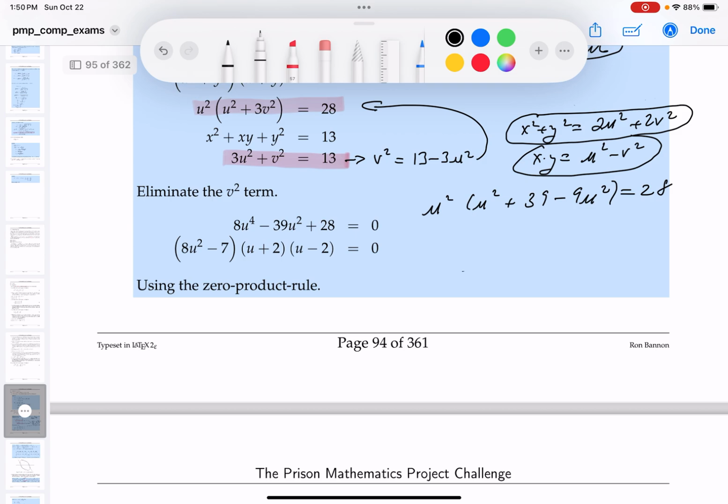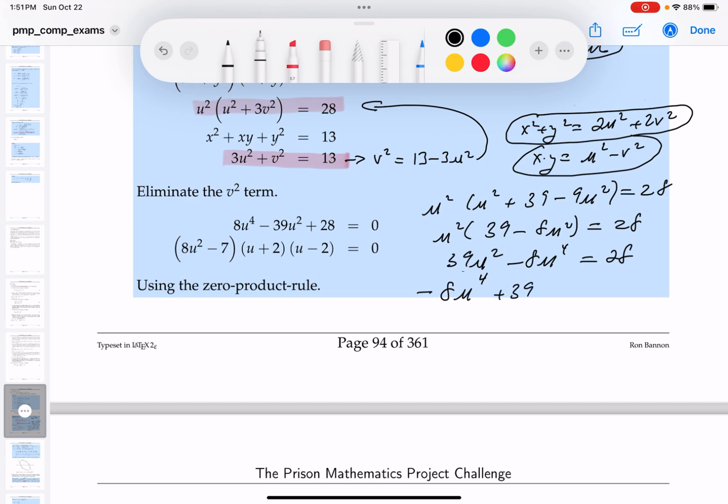What I'm going to do now is continue to simplify it. So you get u squared, and then you get 39 minus 8u squared is equal to 28. And again, it's getting a little bit simpler for me now. I see 39u squared minus 8u to the fourth power is equal to 28. I'm going to rearrange this more. It's going to be minus 8u to the fourth plus 39u squared minus 28 equals 0. I like to get rid of the negative leading coefficient and make it positive, multiplying both sides by minus 1.